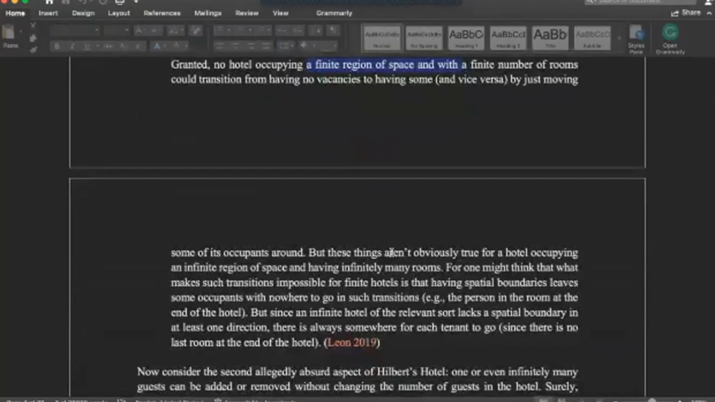But these things aren't obviously true for a hotel occupying an infinite region of space and having infinitely many rooms. For one might think that what makes such transitions impossible for finite hotels is that having spatial boundaries leaves some occupants with nowhere to go in such transitions. For example, the person in the room at the end of the hotel, they're going to have nowhere to go in such transitions. But since an infinite hotel of the relevant sort lacks a spatial boundary in at least one direction, there is always somewhere for each tenant to go, since there is no last room at the end of the hotel.